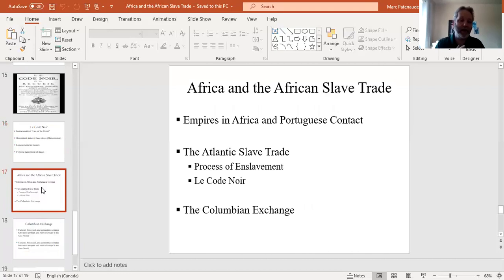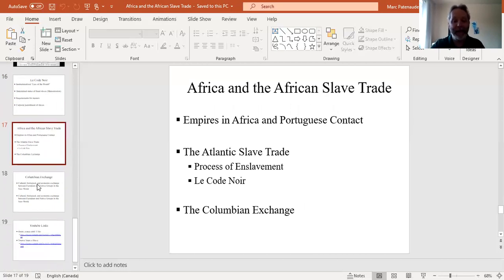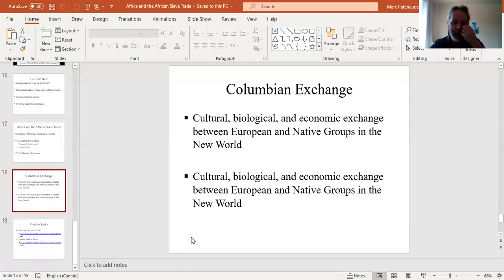That is Africa and the slave trade, talking about empires in Africa and Portuguese contact, the Atlantic slave trade. I'm going to end this lecture with the Columbian Exchange. Now, as this shows, the Columbian Exchange is the cultural, biological, and economic exchange between European and native groups in the New World. I would put a date between the 15th and the 18th century.